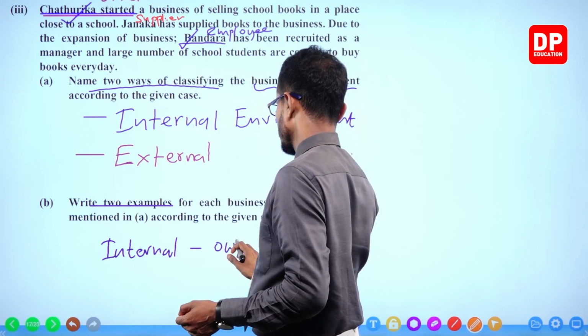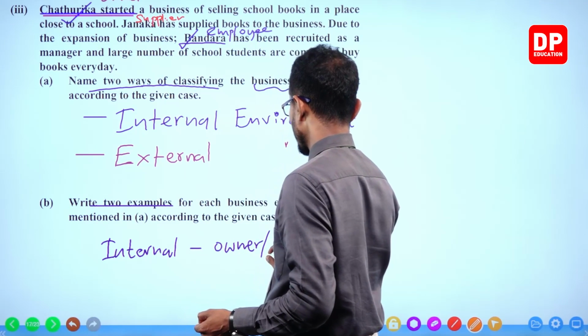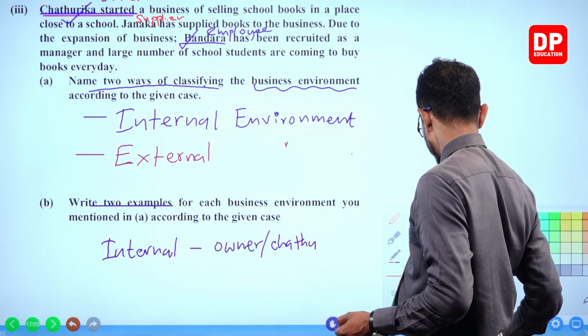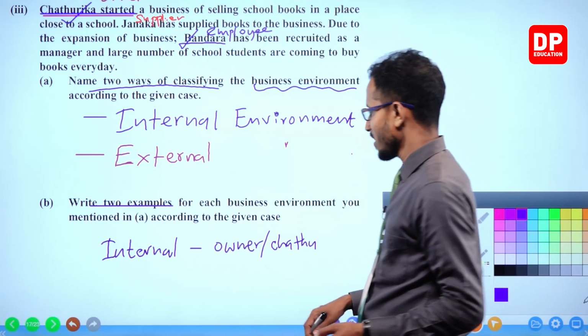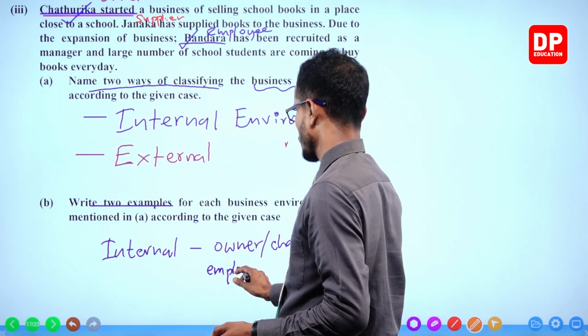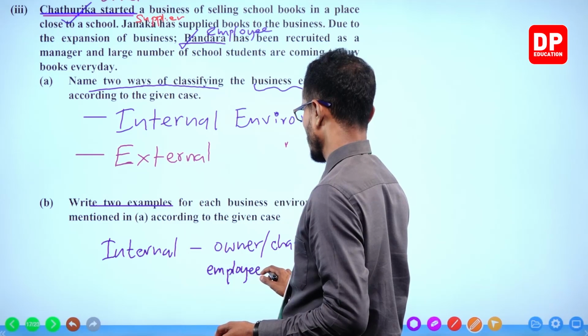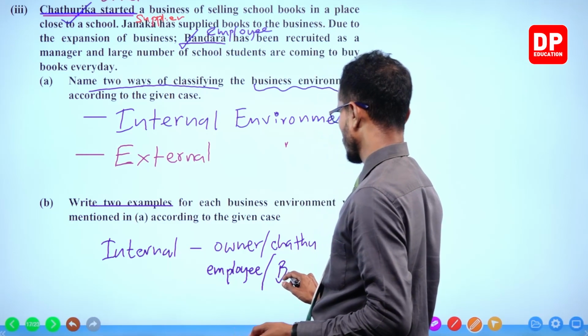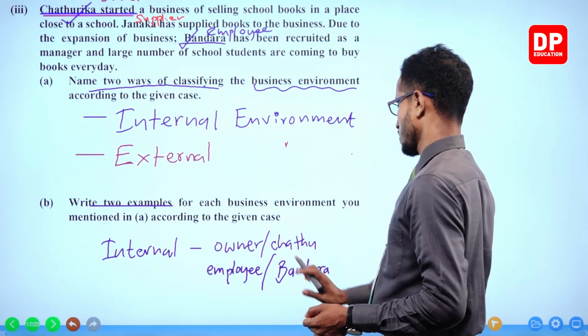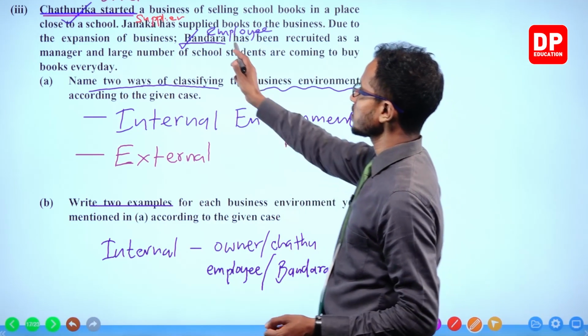Owner. Chaturika. Let's say Chatu. Cute name, right? Employee. Banda. No, don't say Banda. It's Bandara. Bandara. Okay.